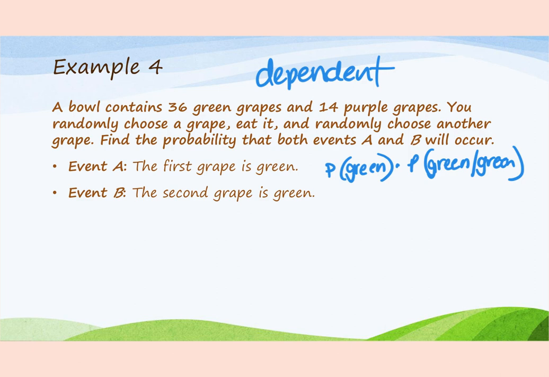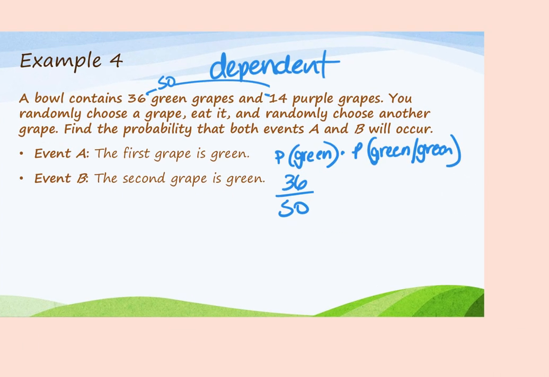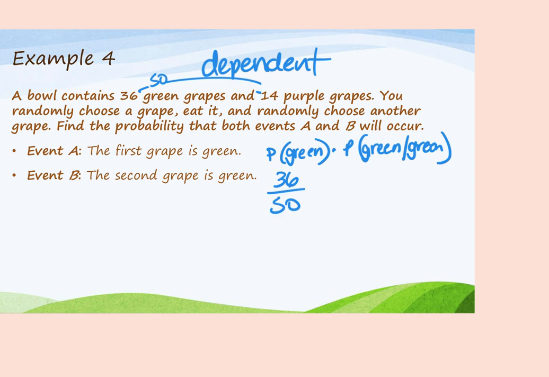How many total grapes are there? There's 50 total grapes. How many are green? 36. So the first time it's 36 out of 50. We're going to simplify that in a minute, but for right now we're just going to set it up. Now, one of the green grapes is gone. So how many green grapes are left? 35. How many total grapes are left? 49. If you put it back, it would be 35 over 50, but because you kept it out, the sample space changes size.